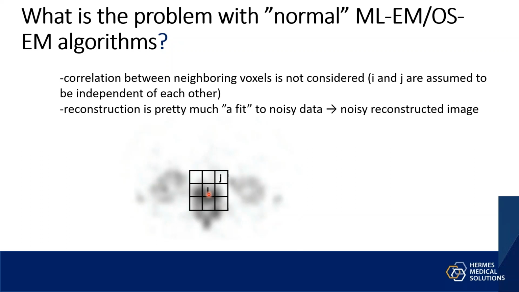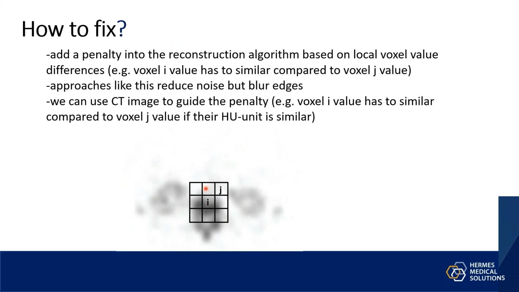They are not some measurement of a probability function or anything. They are just deterministic fitting coefficients. And when you fit something to noisy data, you will easily get a noisy fit. And how can we fix this? One method is to add some kind of penalty into the reconstruction algorithm based on the local voxel value differences.